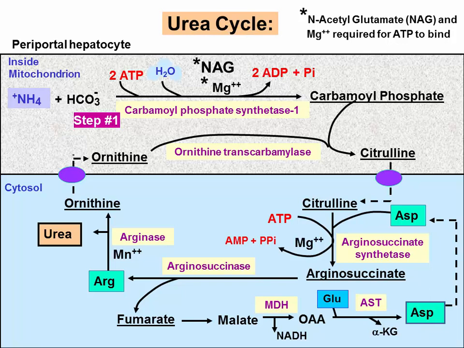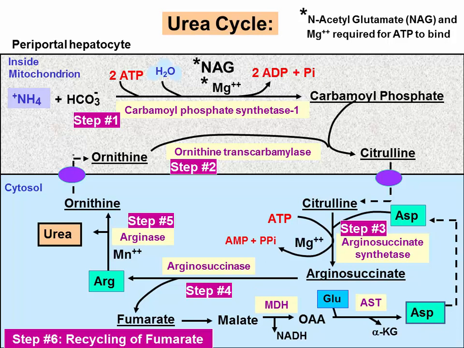I'm going to click through, and then we'll talk about each of the unique steps. The second enzyme, ornithine transcarbamylase, takes ornithine plus carbamyl phosphate to make citrulline. Step number 3: citrulline combines with aspartate to form arginosuccinate. Step number 4, catalyzed by arginosuccinase, yields fumarate and arginine, and then the last step is we cleave arginine to yield urea. Okay, that's the big picture. Now we're going to get into the nuances of each step, and we'll talk about regulation and various other things.